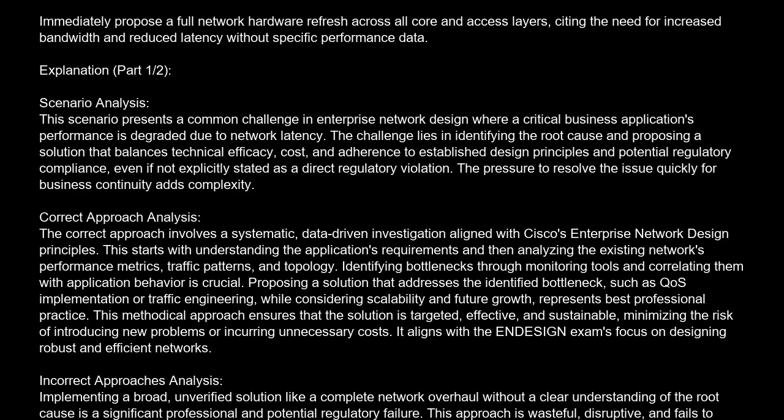Correct approach analysis. The correct approach involves a systematic, data-driven investigation aligned with Cisco's enterprise network design principles. This starts with understanding the application's requirements and then analyzing the existing network's performance metrics, traffic patterns, and topology. Identifying bottlenecks through monitoring tools and correlating them with application behavior is crucial. Proposing a solution that addresses the identified bottleneck, such as CoS implementation or traffic engineering, while considering scalability and future growth, represents best professional practice.